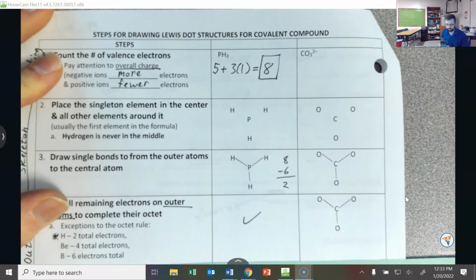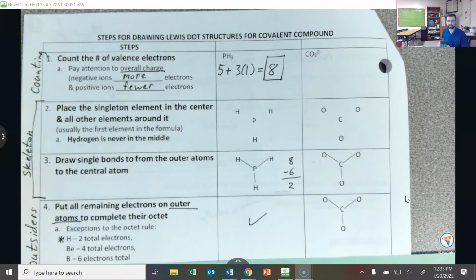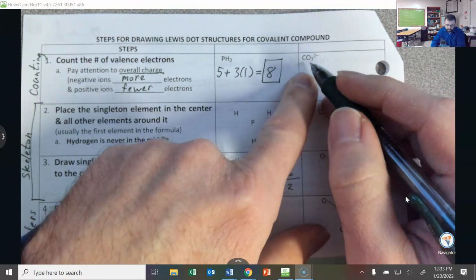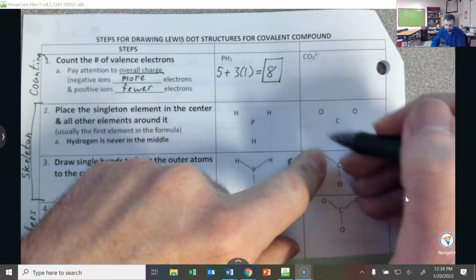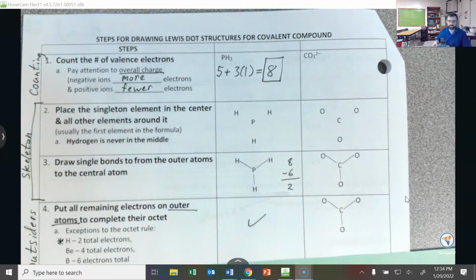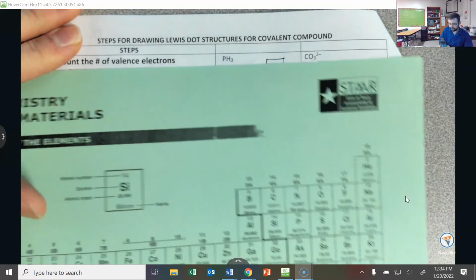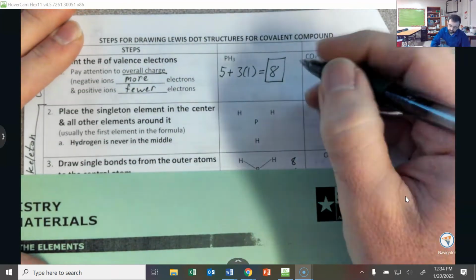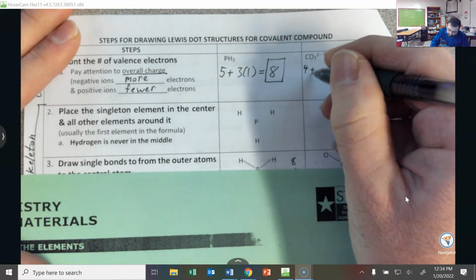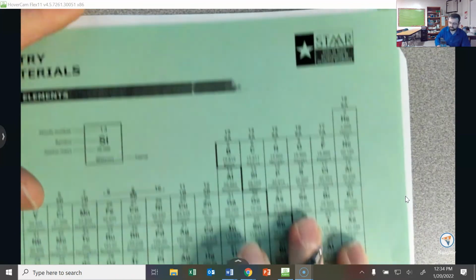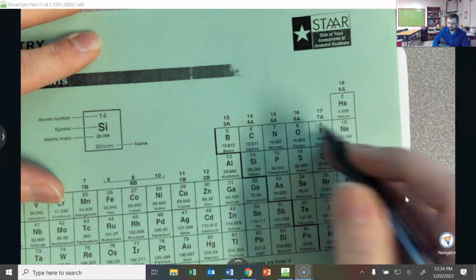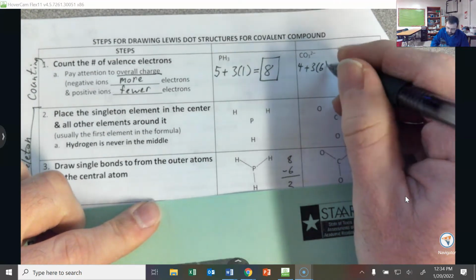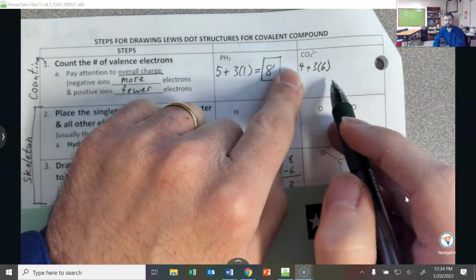CO2. I'm sorry, it's CO3 with a -2 charge. All right, so carbon's in the middle with 3 oxygens on the outside. Let's look at our math though. Carbon has 4 valence electrons, plus 3 times for oxygen. It's in group 6, so it's got 6 valence electrons. And that's all we would do normally.